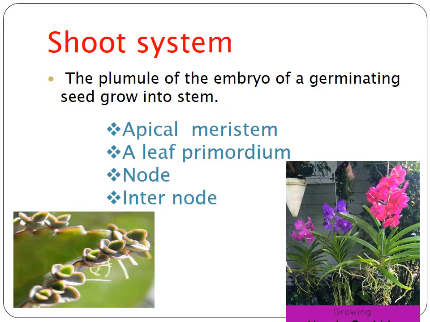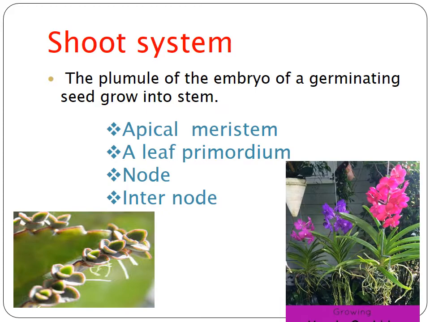First one is apical meristem. What is apical meristem? Actively dividing cells. The place that contains the power of actively dividing cells of the shoot is called apical meristem, and the place which creates the leaf is called the leaf primordium. Then the point from which the leaf arises is called a node, and in between the two nodes is called an internode. Okay, can you understand?